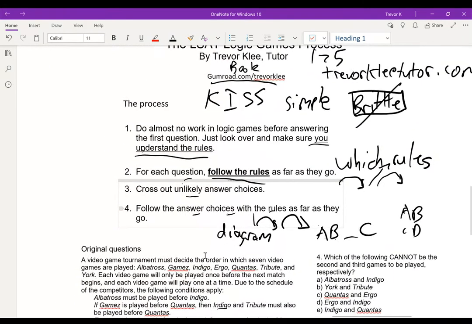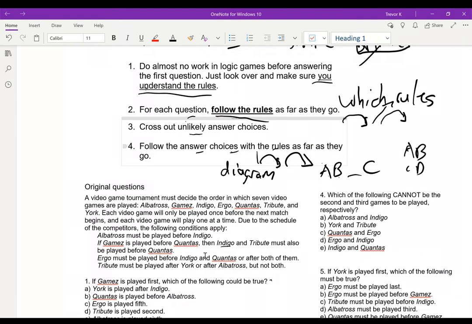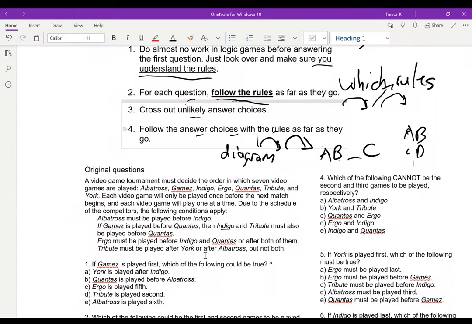All right, let's check this process out. This is an original game that I've adapted from an official LSAT game. I didn't use the official LSAT game because the LSAT does not allow that on YouTube because they're an organization of a bunch of lawyers and all they do is sue people. So let's do our original questions here.